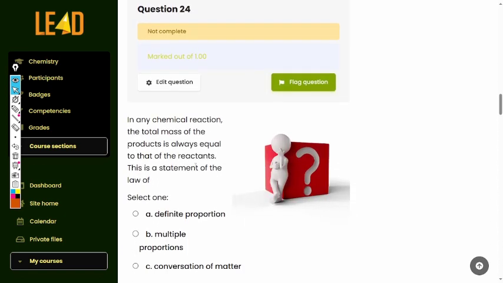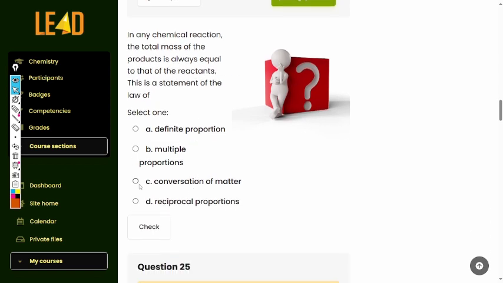24. In any chemical reaction, the total mass of the product is always equal to that of the reactant. This is a statement of the law of conservation of mass. So for the total mass of the product to be equal to that of the reactant, it means there was no loss in the mass. Although the matter can change form, if you're able to get all the amounts together, you're going to get the same before the reaction and after the reaction, and that is the conservation of matter. So matter is not created nor destroyed, although it can transform from one form to another. So the correct answer is C.